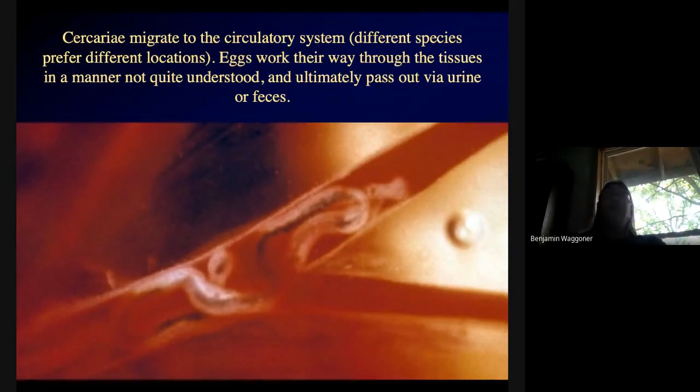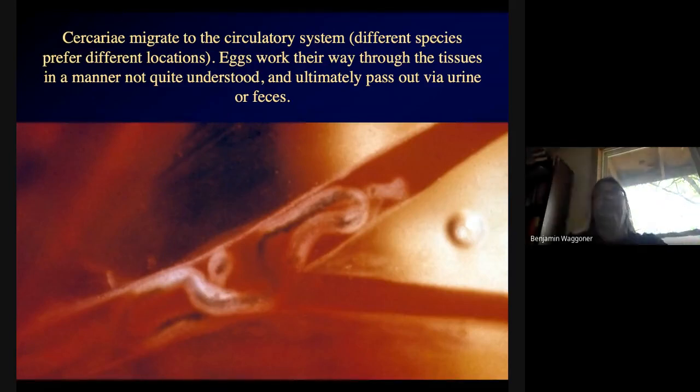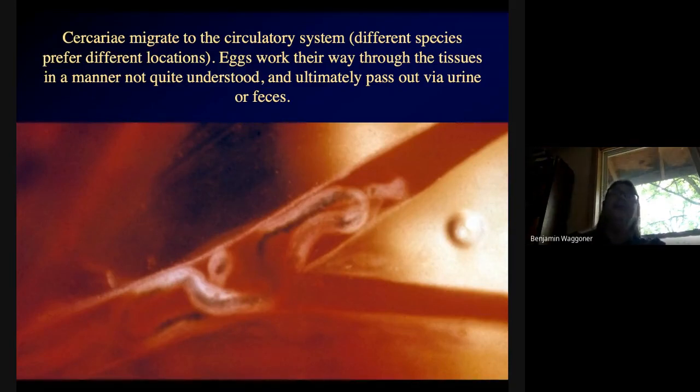That's a cross-section through a blood vessel where you can see a couple of schistosomas, each of them paired up. There's at least, I guess that's just one pair, hanging out in the blood vessels. They lay eggs. Eggs manage to work their way through the tissues, and we don't fully understand how. But ultimately, they pass out of the human body through urine or through feces.